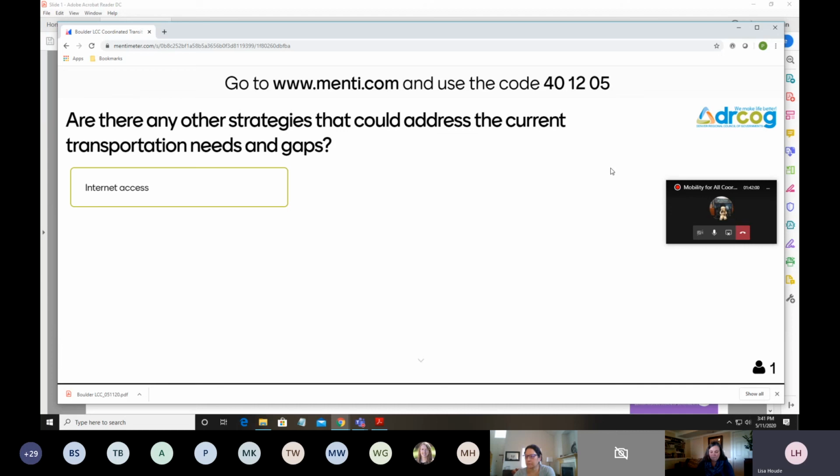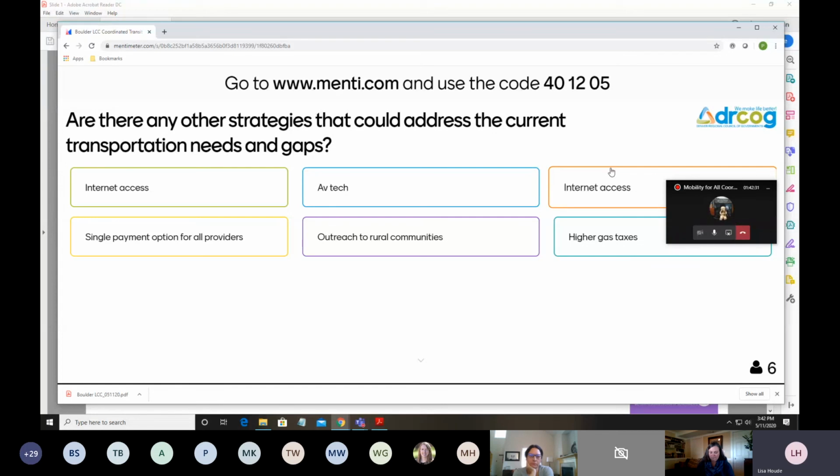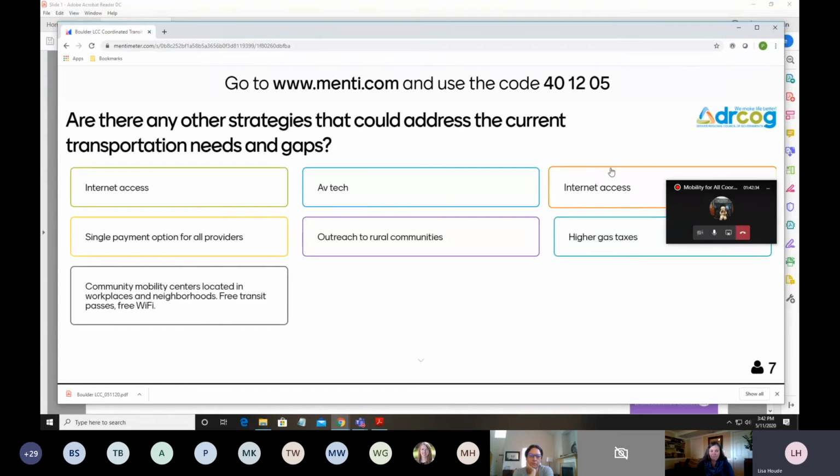Internet access. Yeah, that's important to all of the technology ideas for the last one. AV tech. Another internet access. Single payment option for all providers. That came up in our Dr. Mack meeting as well. Outreach to rural communities. That came up in Dr. Mack as well. Higher gas taxes. Yep, Matthew pointed on that.